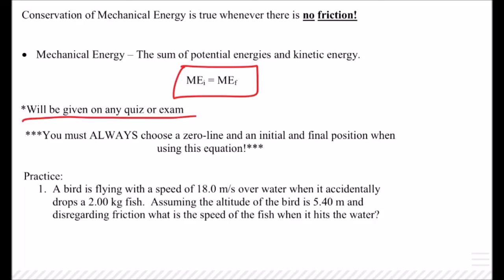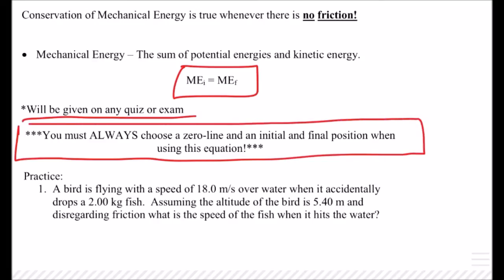Again, for this equation to work, since it's got energy in it, you must pick an initial point, a final point, and a zero line. All right, so I'll give you a chance to write that down, and then we can work that practice question.